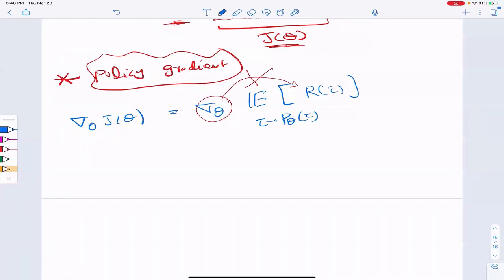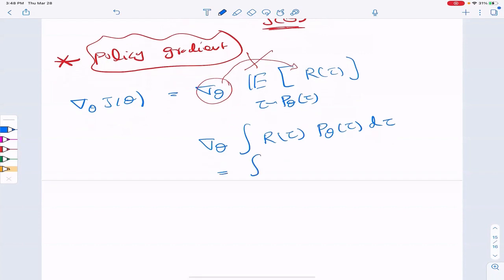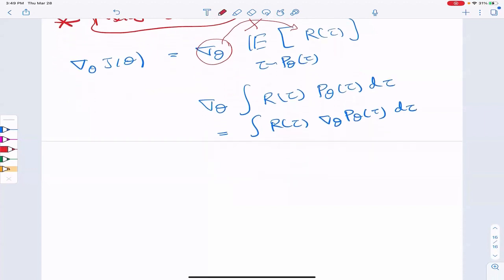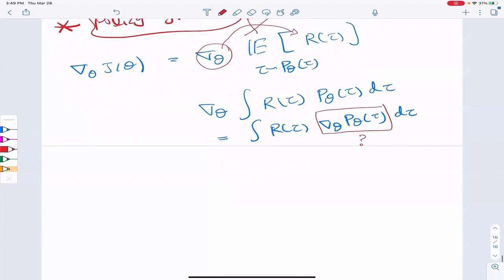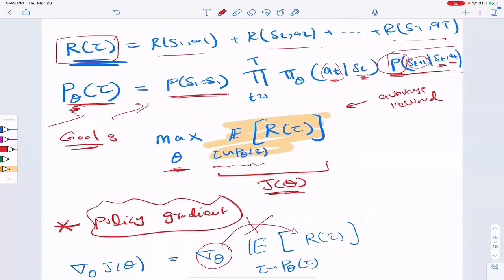So let's take a closer look at this expectation. I'm going to think about a continuous case, so I can write this expectation as the integral of the reward for a trajectory tau times the probability of that trajectory times d tau. So that's basically the expectation part. Now I can write this as the integral of the reward times the gradient of the density times d tau. Okay, but the problem is how to compute the gradient of the probability of a trajectory according to the parameters theta. This term is not easy to compute. Again, remember, P sub theta of tau is according to this formula.